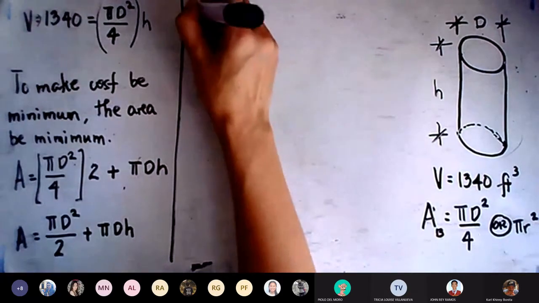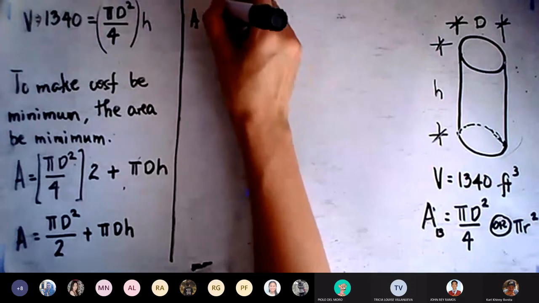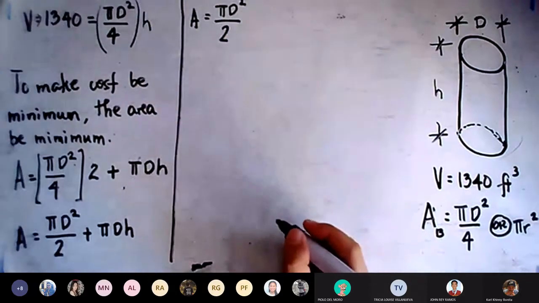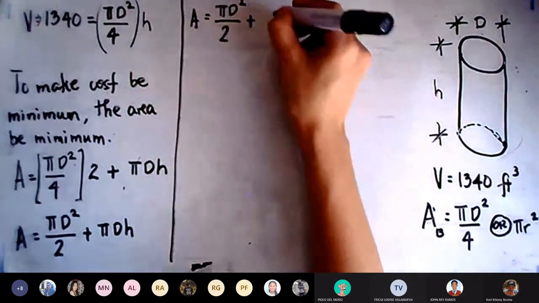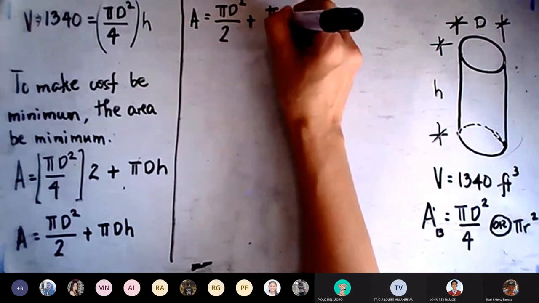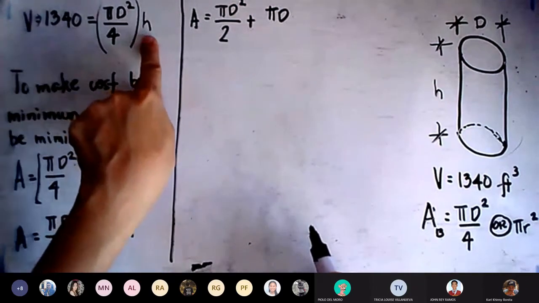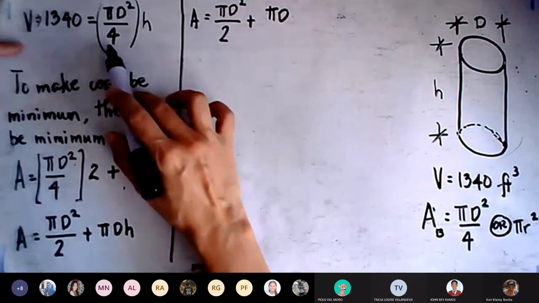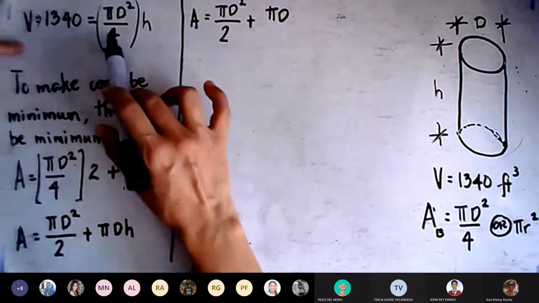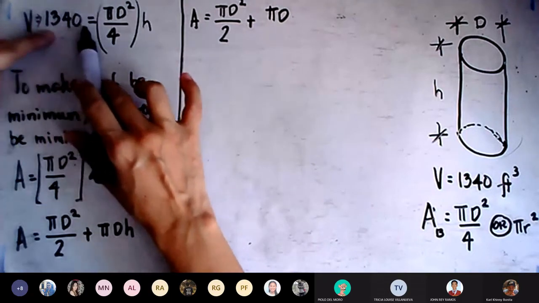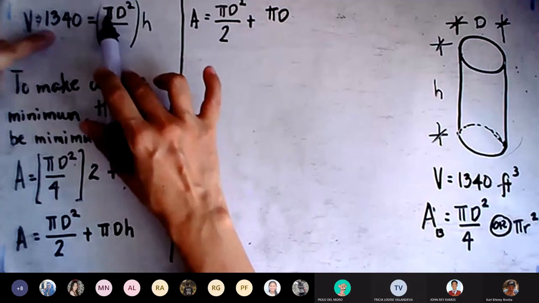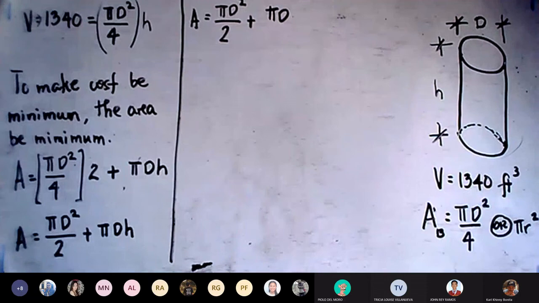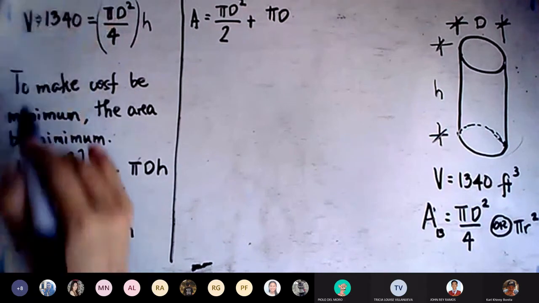We will have the area, which is equals to pi d squared over 2 plus pi times d. If you would like to determine the value for h, remember from the volume, all you have to do is to multiply 1,340 by 4, divide it by pi, divide it by d squared. That is if we would like to express h in terms of d.